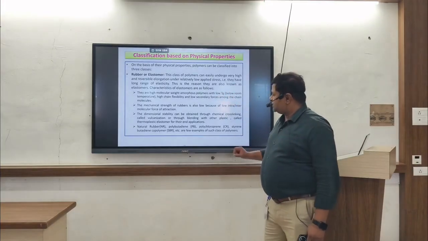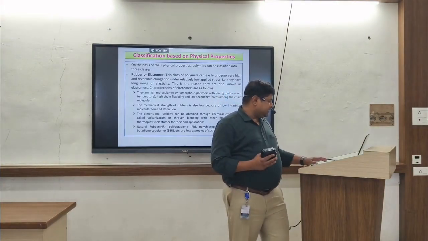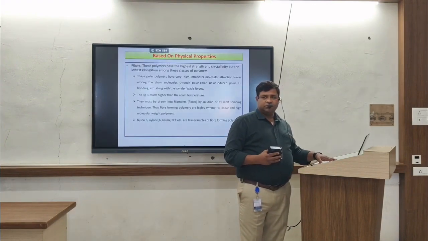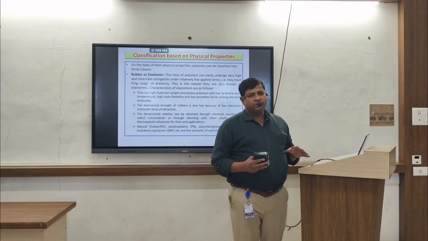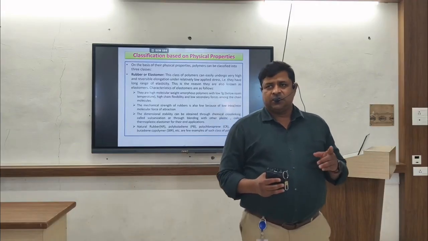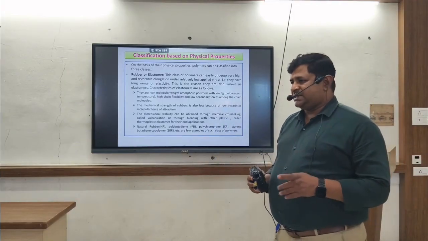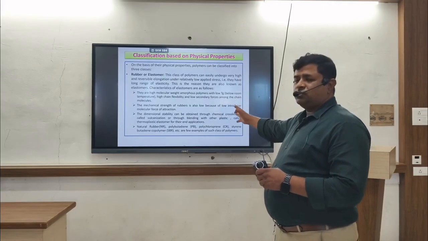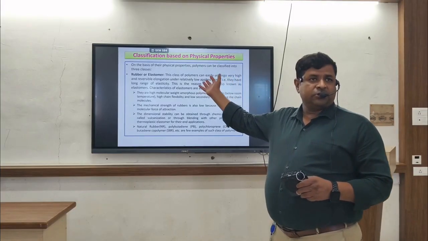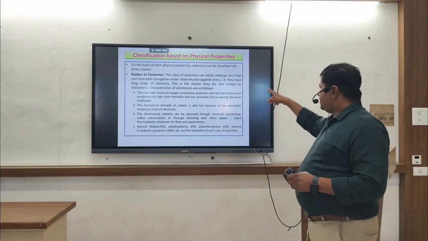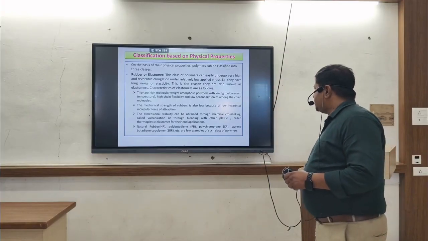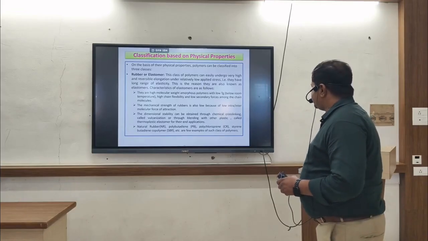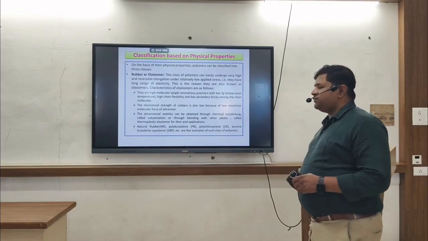One is rubber or elastomers. Okay, second one is plastics, and the third one is fibers. So based upon the physical properties, polymers are classified into three categories: rubbers or elastomers, plastics and fibers. Now you can see examples are given and also the properties of that particular class. For rubber, this class of polymers easily undergo very high and reversible elongation under relatively low applied stress. That is, they have a long range of elasticity.